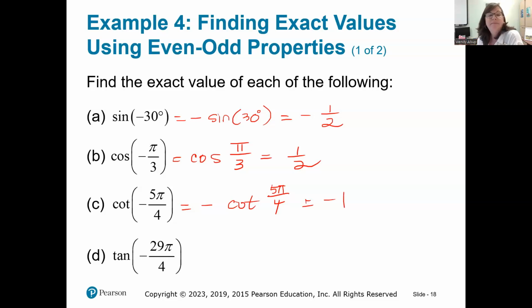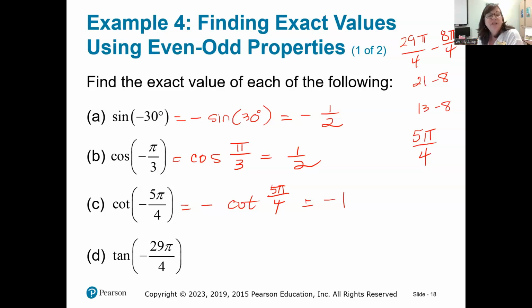Tangent of negative 29 pi over 4. Oh my goodness. How many pi's over 4 do we need to subtract off of that? 8 pi over 4. All right, let's take our 29 pi over 4 and keep subtracting off 8 pi's over 4 until we know what we're really looking at. That would be 21 pi over 4. Minus 8 would be 13 pi over 4. Minus 8 would be 5 pi over 4.